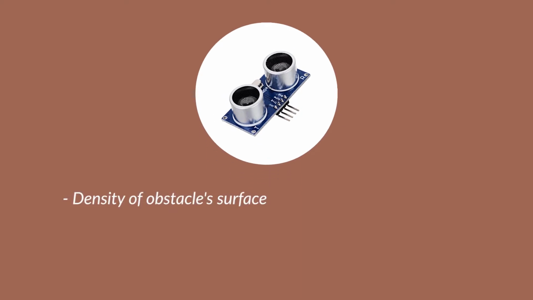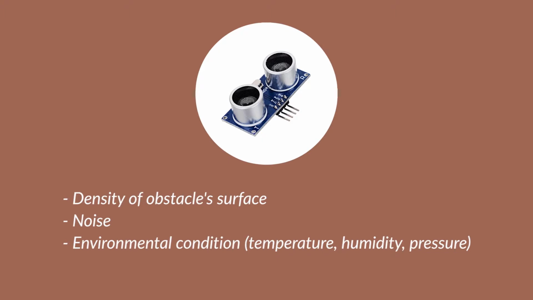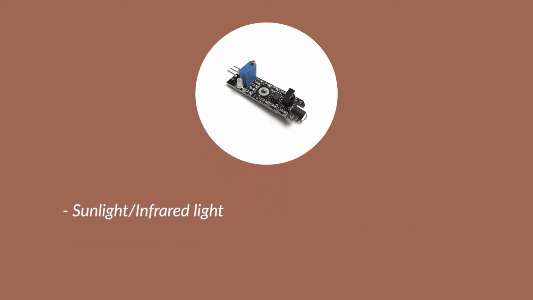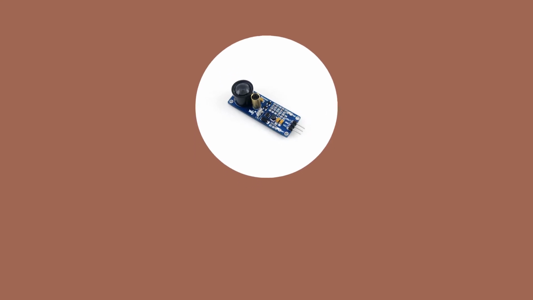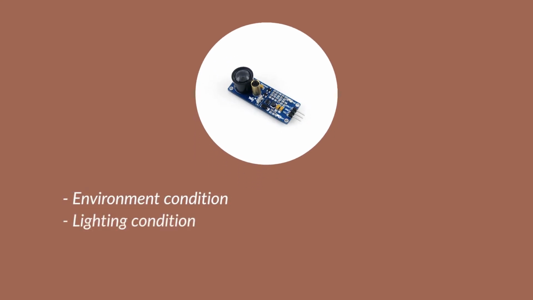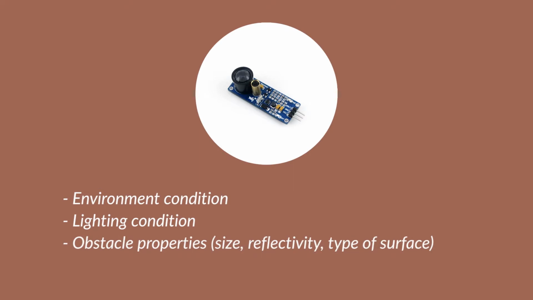Since ultrasonic sensor is based on sound wave, its accuracy is affected by density of obstacle surface, noise, environmental conditions like temperature, humidity or pressure, and angle of incidence. For infrared sensor, it is affected by sunlight or infrared light, surface color of obstacles, and lighting condition. For laser sensor, the accuracy is affected by environmental condition, lighting condition, obstacle properties like size, reflectivity, types of surface, as well as angle of incidence.